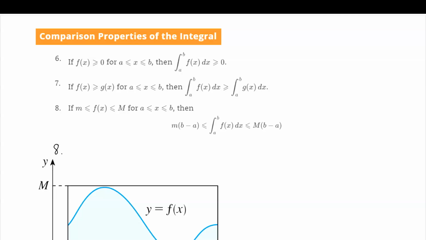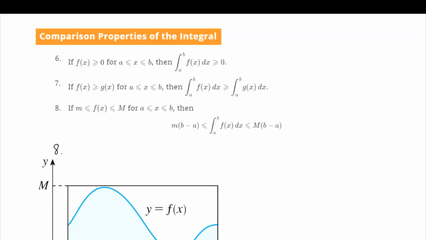And now we have some comparison properties for the integral. Hopefully, number 6 makes sense to you. If the function f is above or maybe touching the horizontal axis between a and b, then the amount of area under the curve is going to be positive, or maybe 0 if the function is just the x-axis.